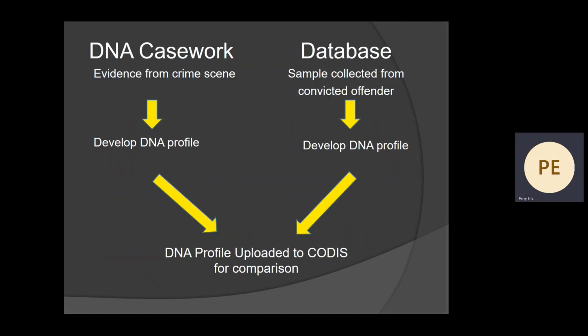It has 2 main sides. One side where evidence comes into the lab from crime scenes, and then we develop a DNA profile from that evidence, then put that unknown profile into CODIS. The other side, we obtain a known DNA sample from people convicted of certain crimes, develop that profile, and then put that into CODIS.